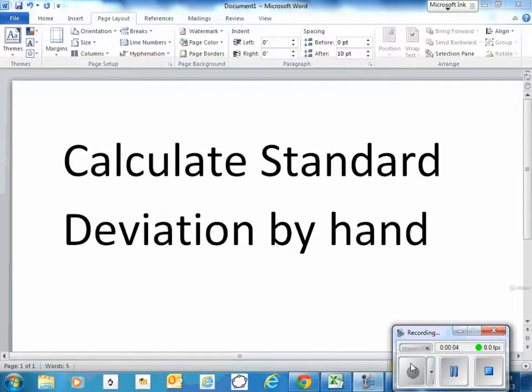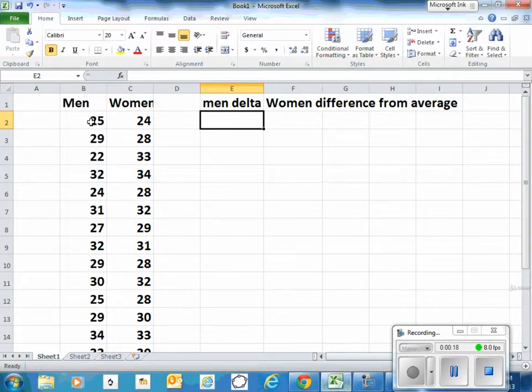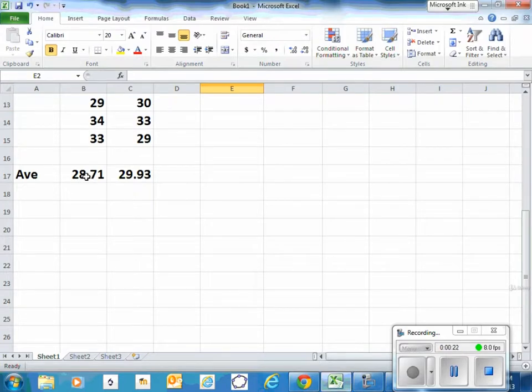Just a quick video clip about how to calculate the standard deviation by hand. Well, we're going to use Excel to do a lot of the work, but it's still quite a lengthy calculation. Well, we'll show you how to do it. So in Excel, if you have a bunch of speeds for men and women and you calculate an average, well, we want to find how far off each number is from that average.